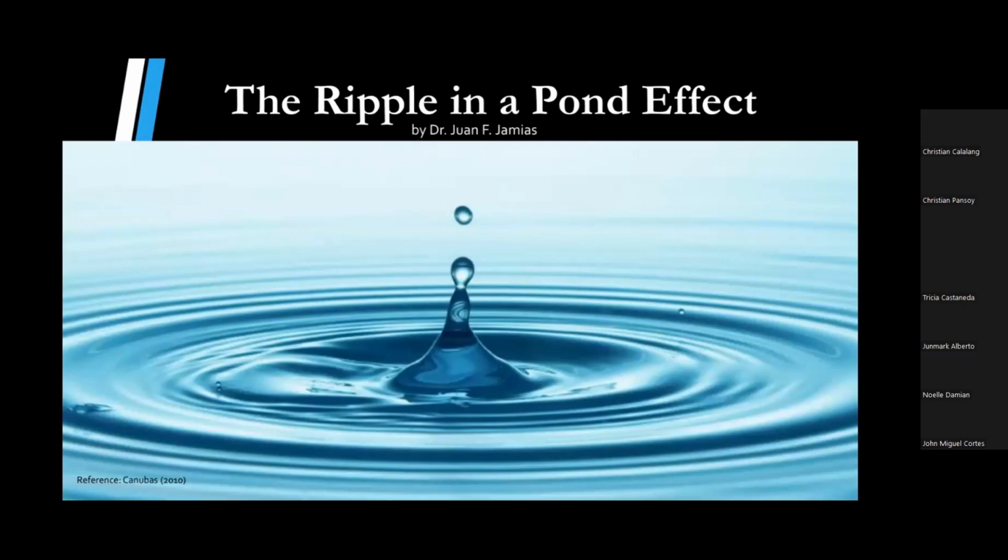Or kaya naman ibinato mo yung maliit na pebble doon sa ilog, and then nag-create siya ng ripple. Okay? So the ripple in a pond effect. Ano kayang meron dyan sa ripple in a pond effect? Sige, mag-isip tayo ng kaunting explanation. Ano kayang relationship ng ripple in a pond effect doon sa pinag-uusapan natin about science communication and why we have to communicate our research results?